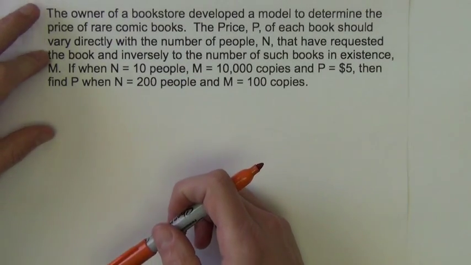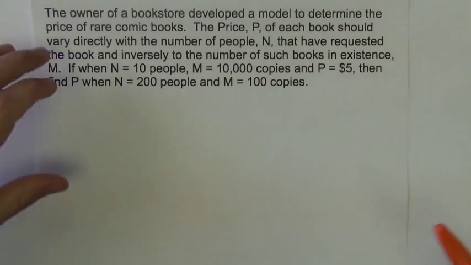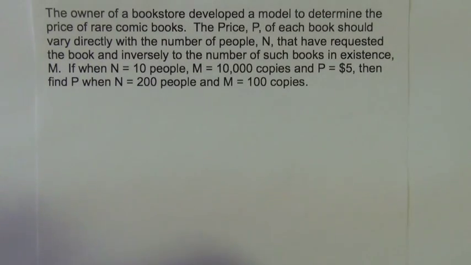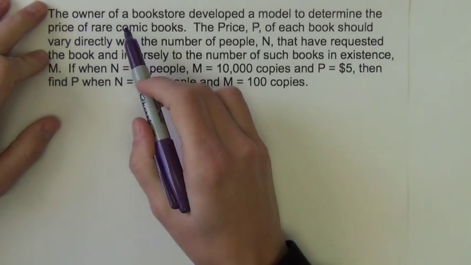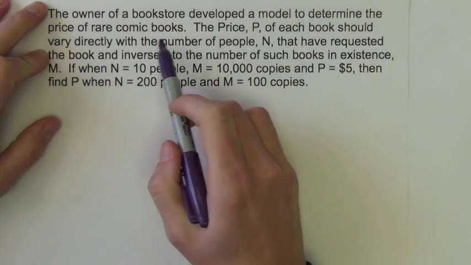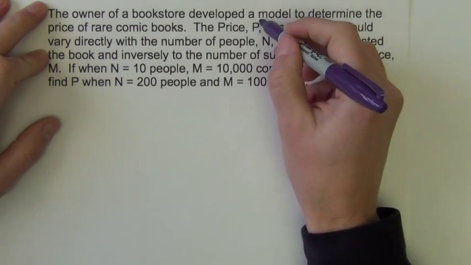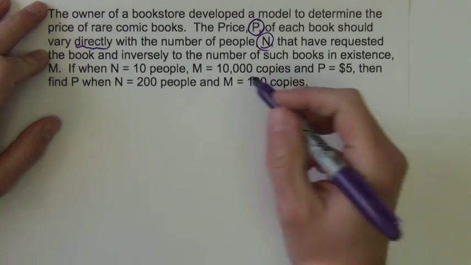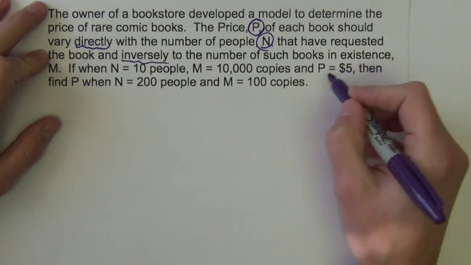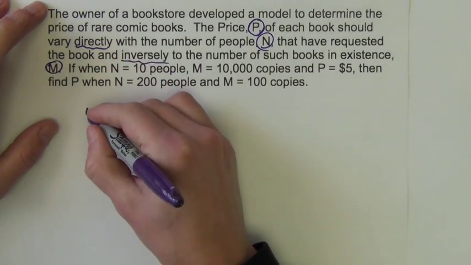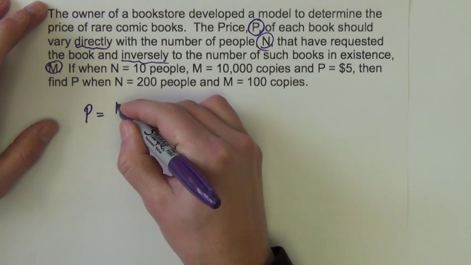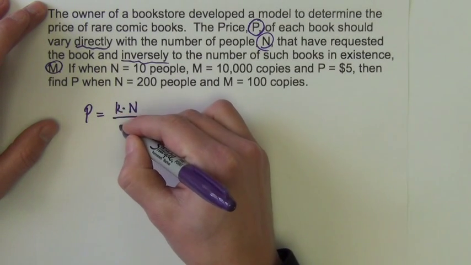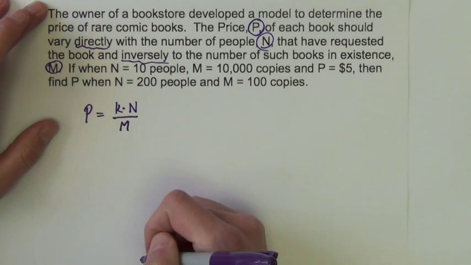Okay, this last example is here just to show you that we're not solely tied to one type of variation model when we work these problems out. Oftentimes models are mixed together. This says the owner of a bookstore developed a model to determine the price of rare comic books. The price P of each book varies directly with the number of people that have requested the book, and inversely to the number of such books in existence. Okay, so the price P, it varies directly with the number of people, that's a multiplication, and inversely, that's a division, with the number of books in existence.